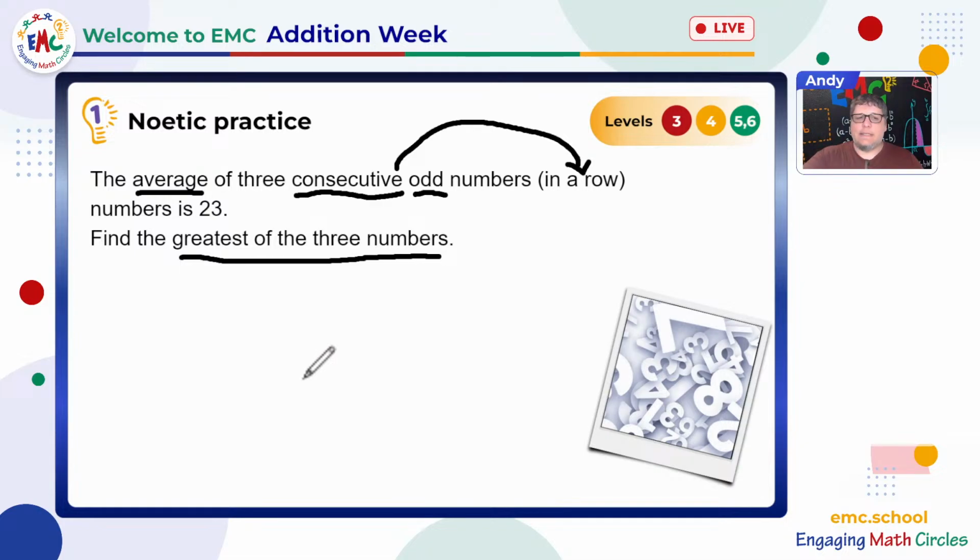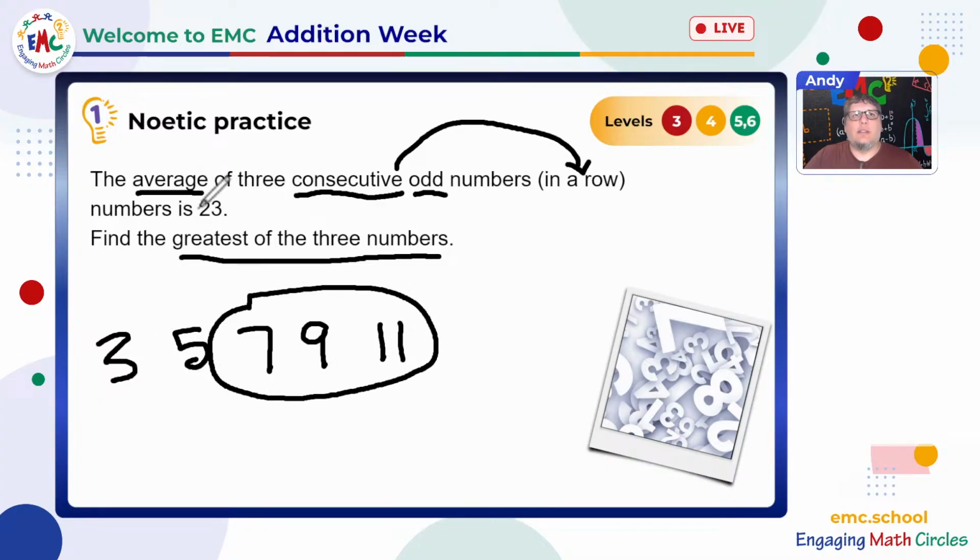Okay, so let's start listing out some odd numbers. Got 3, 5, 9, 11. If I average 3 of these, will I get 23?